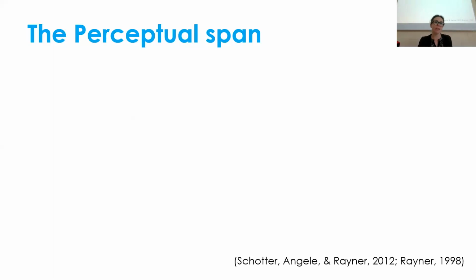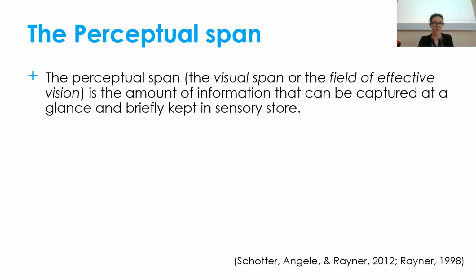Now, a concept related to this and very important in reading research is the perceptual span. So if you're interested in working with language, particularly written language, this will be crucial to you using eye tracking. The perceptual span is basically the amount of information that can be captured at a given time, at a glance, and briefly held in working memory or in a sensory store. This is a fairly generic definition.